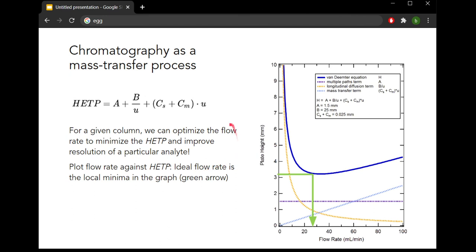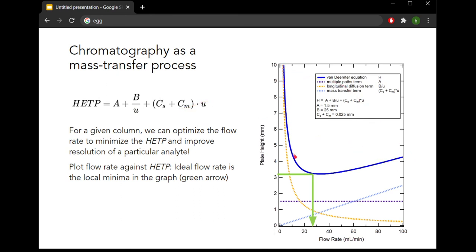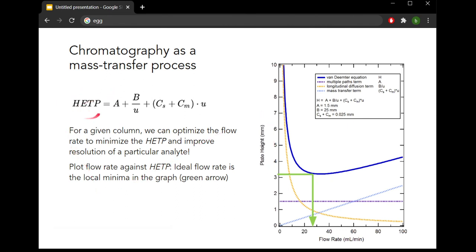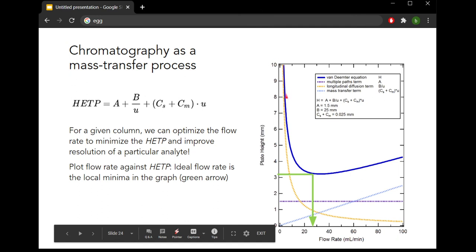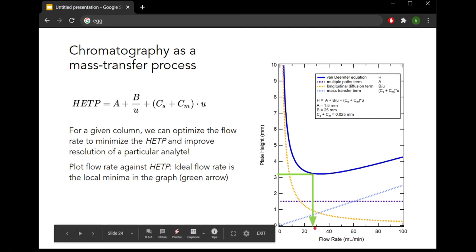So in any given column, we want to optimize the flow rate to minimize the height of each plate. Based on this equation, we can plot out this blue curve. The height of each plate actually depends on the flow rate U. So we have flow rate U on the x-axis and the plate height on the y-axis. Now remember that this plate height is actually analogous to pixels. We want to make them as small as possible. So we look for the flow rate that minimizes this curve over here, and that flow rate happens to be about 23 milliliters per minute.